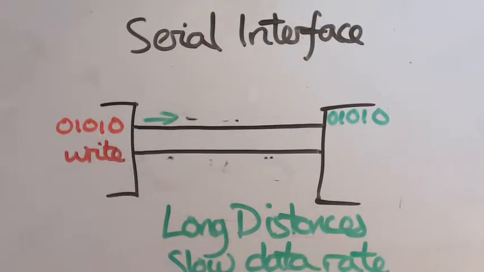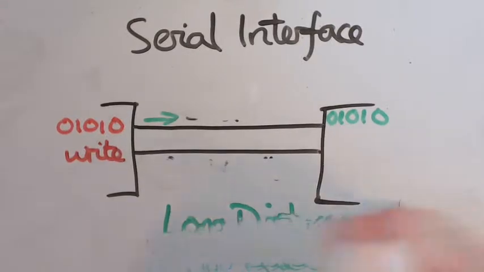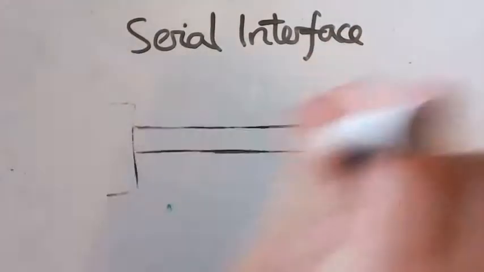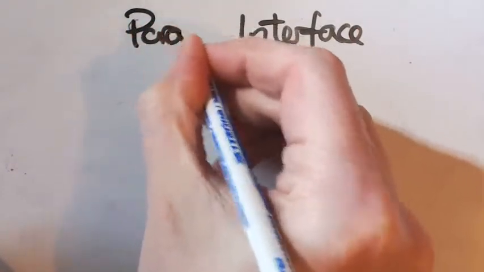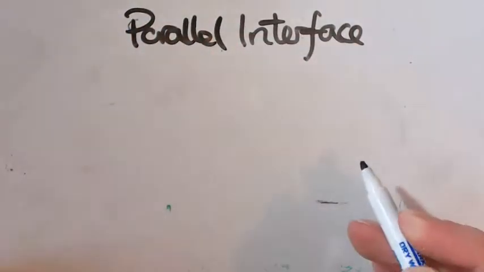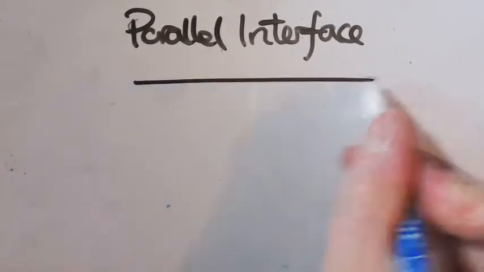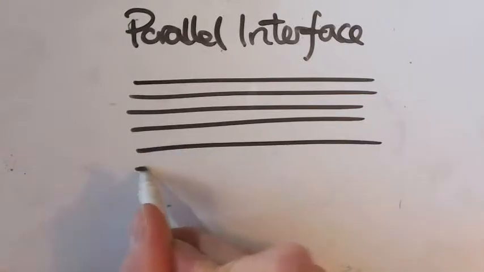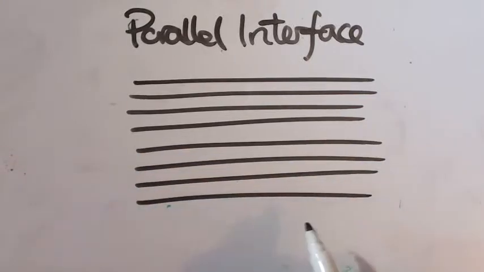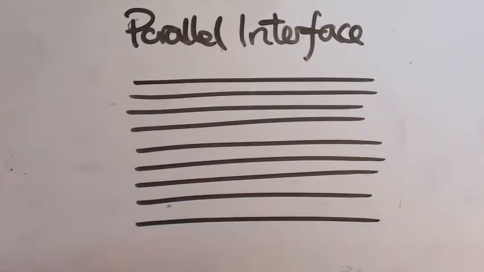Now, there's another way of doing it, and this is using parallel. So with parallel, they actually use 9 lines altogether, 8 for data, and 1 to see if it's a read or a write. So you use 1, 2, 3, 4, 5, 6, 7, 8, and the last one is just to see if it's read or write.